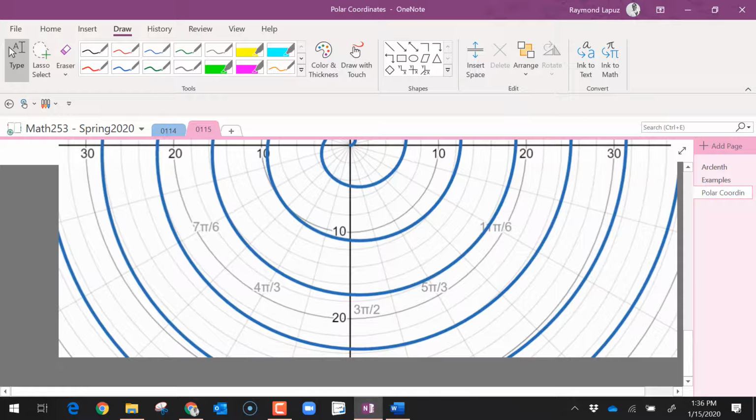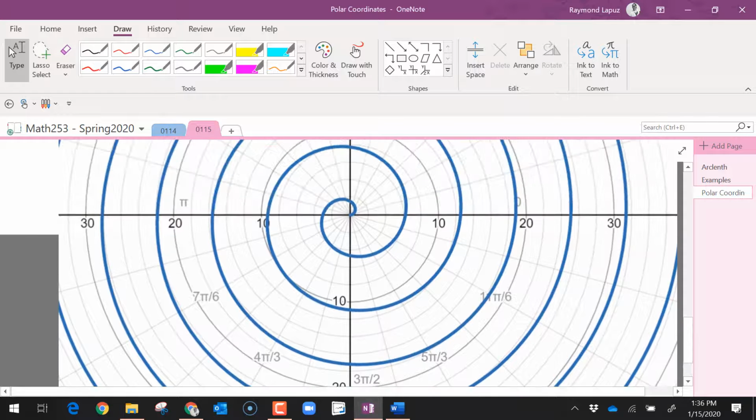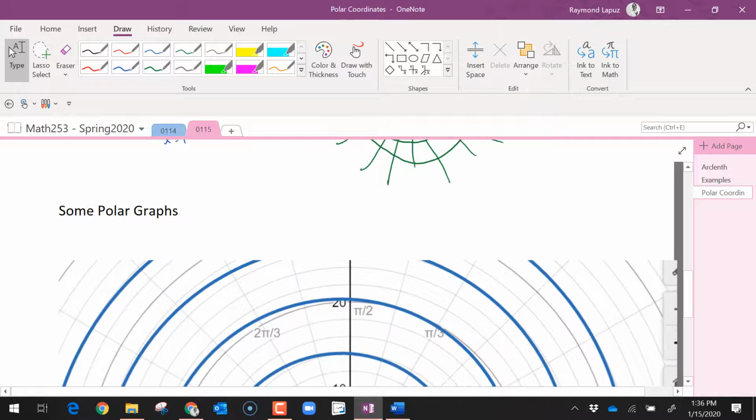This is the one I said I was going to shrink and I forgot. I'm going to shrink it right now.